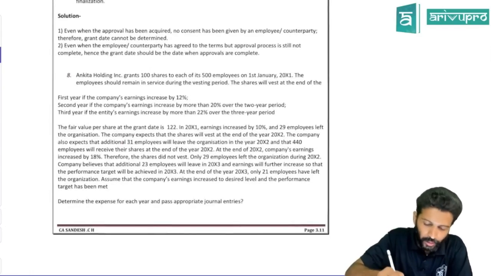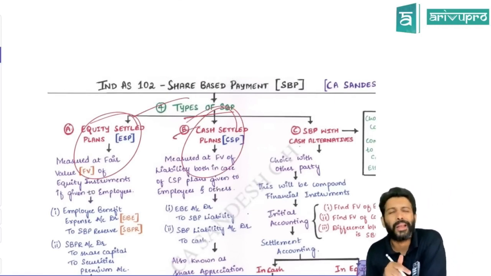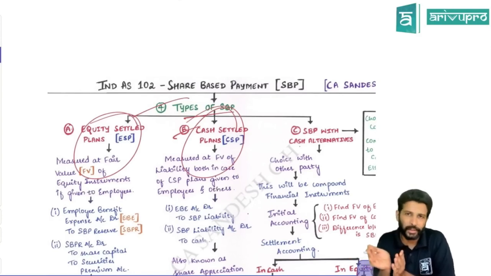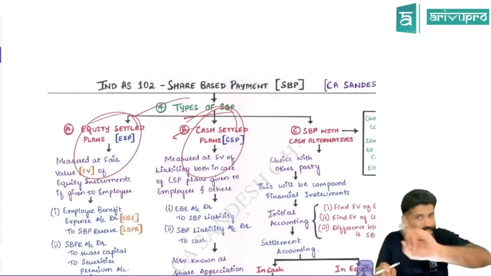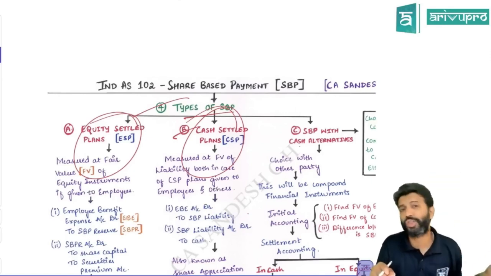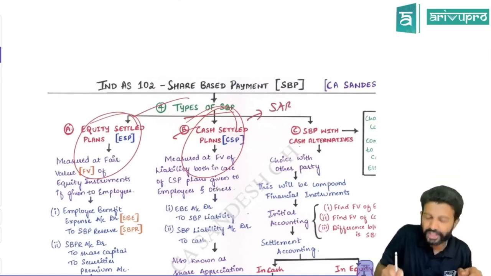Okay. Now let's come back and learn the next one. That is cash settled plan. Cash settled plan means the company will give cash based on the share price of the entity. In cash settled plan, the shares will not be given to the employees or third party. Cash will be given, but how much cash you will give will be based on the share price. Hence, this we also call it as share appreciation rights.